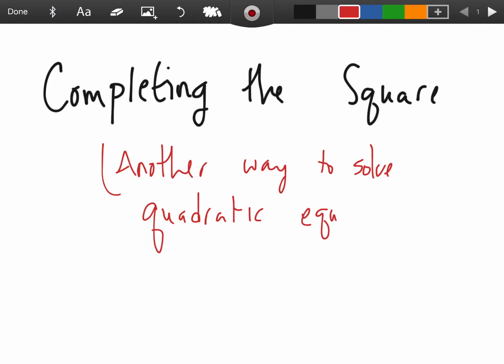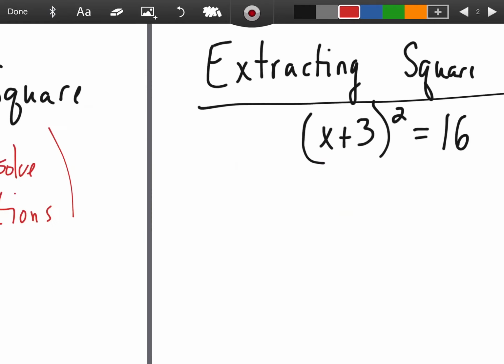All right, so say you can't factor, and you don't remember the quadratic formula. Completing the square, you can use that. But of course, if you can't remember the quadratic formula, completing the square can be a little bit tricky, but we're going to try and break it down and make it a little bit simpler for you.